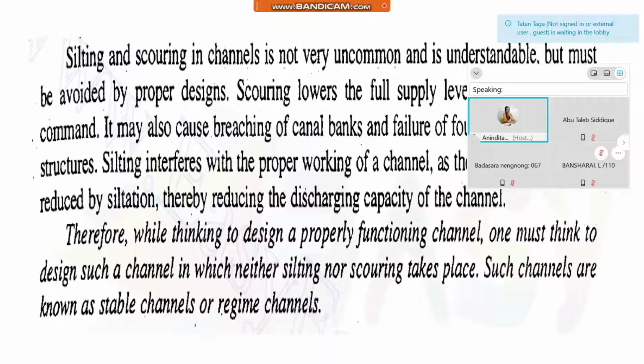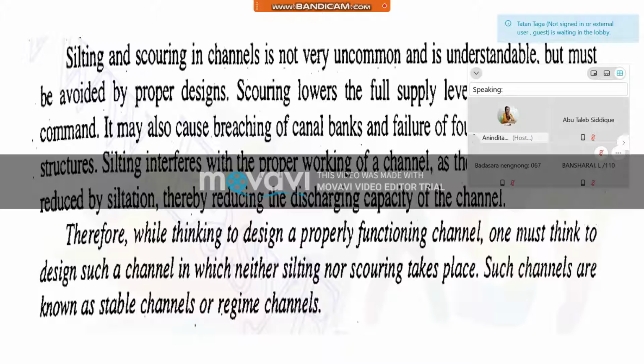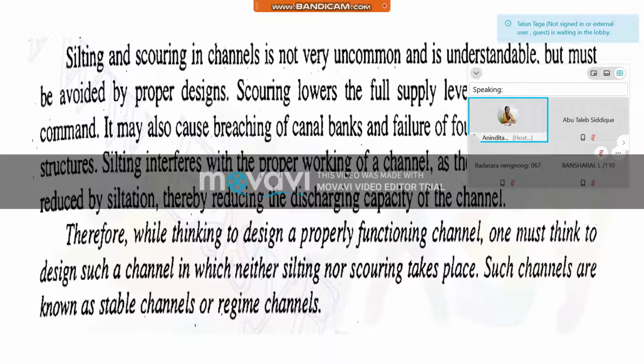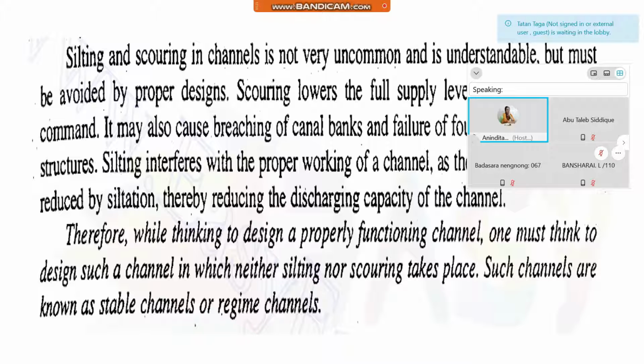Silting and scouring in channels is not very uncommon and is understandable, but must be avoided by proper designs. Scouring lowers the full supply level and causes loss of command. It may also cause breaching of canal banks and failure of foundations of irrigation structures. Silting interferes with the proper working of a channel as the channel section gets reduced by siltation, thereby reducing the discharging capacity of the channel. Therefore, while designing a properly functioning channel, one must design such a channel in which neither silting nor scouring takes place. Such channels are known as stable channels or regime channels.